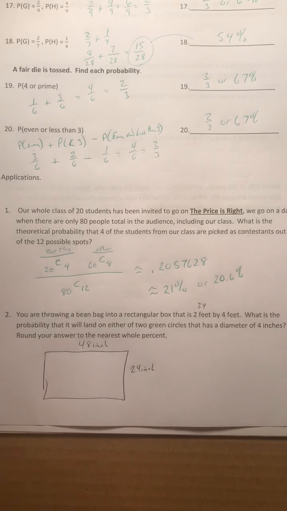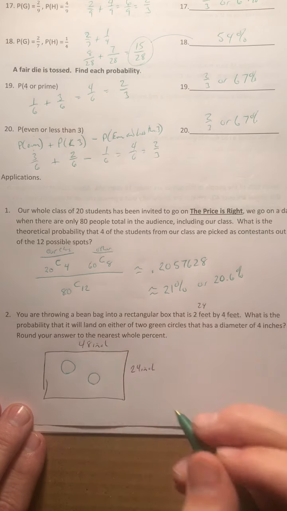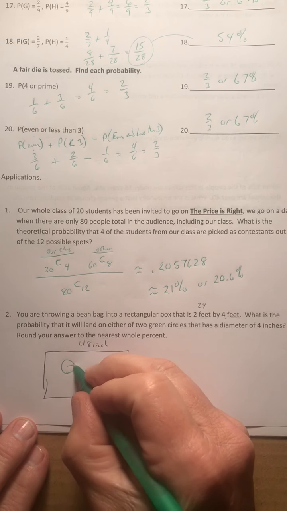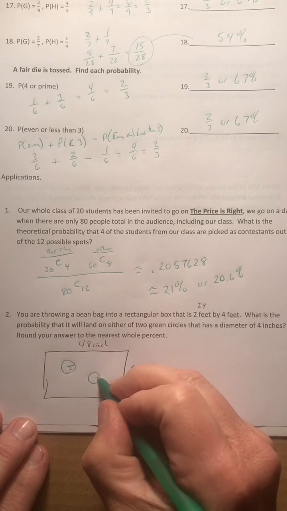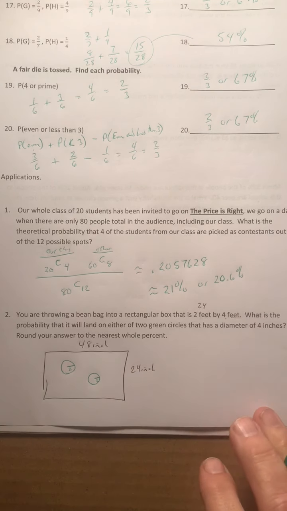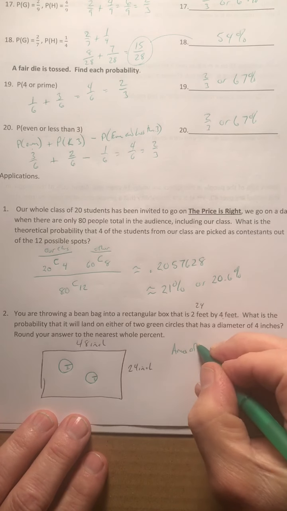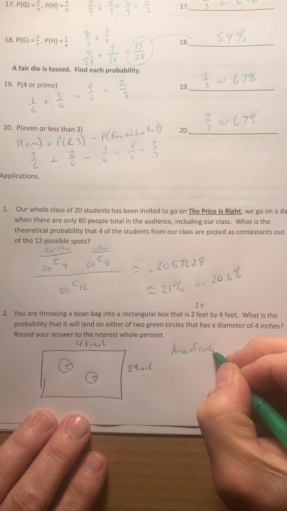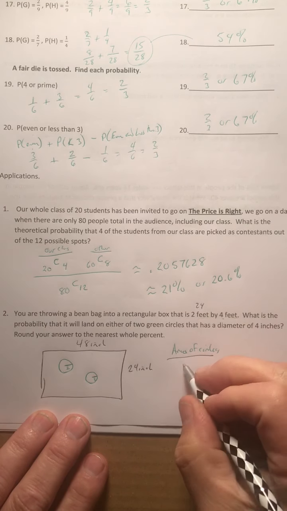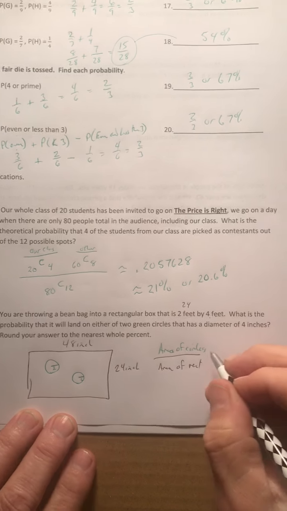All right, and then we've got 2 green circles, and they have a diameter of 4, so that means the radius is 2. Diameter 4, radius of 2, because we need the radius for ours. So we've got to do the area of circles divided by the area of the rectangle.